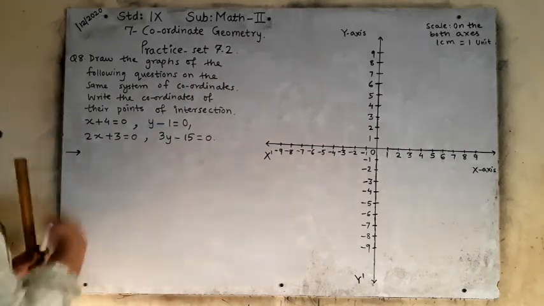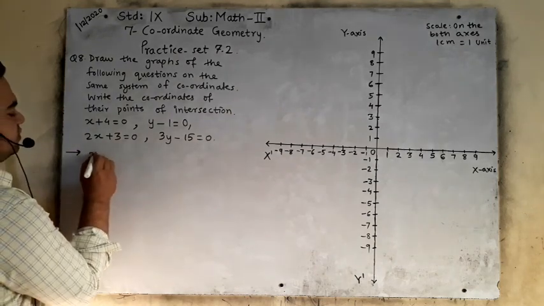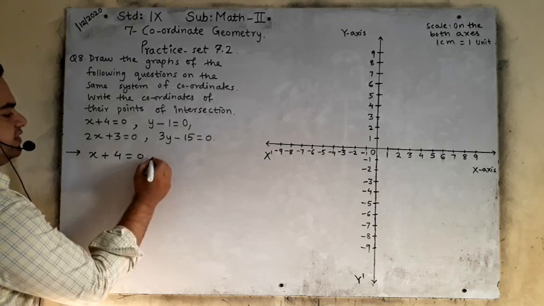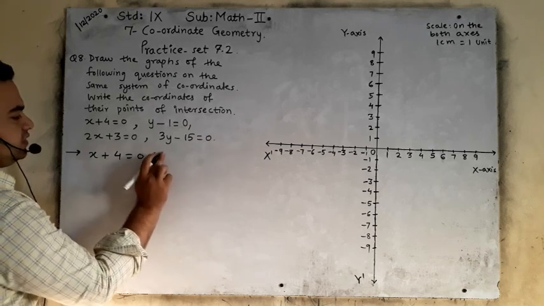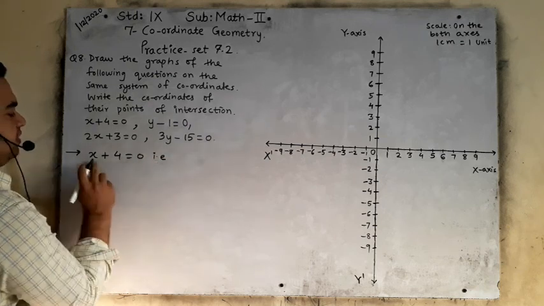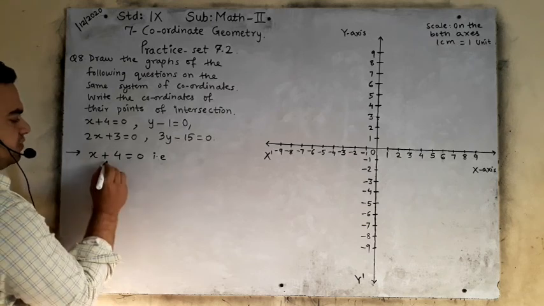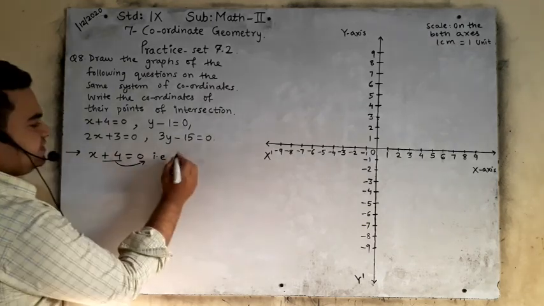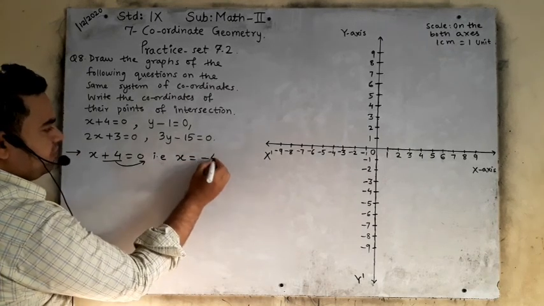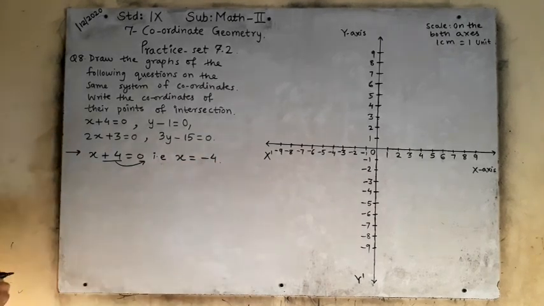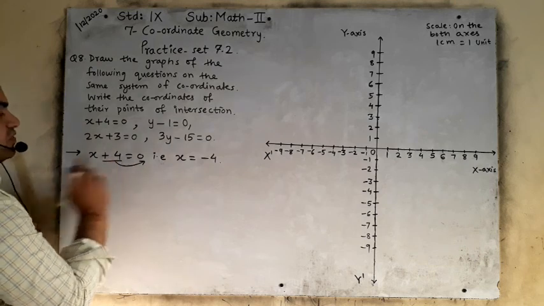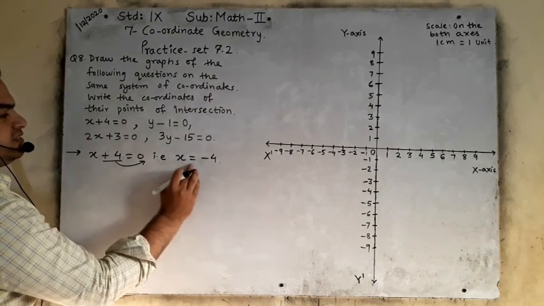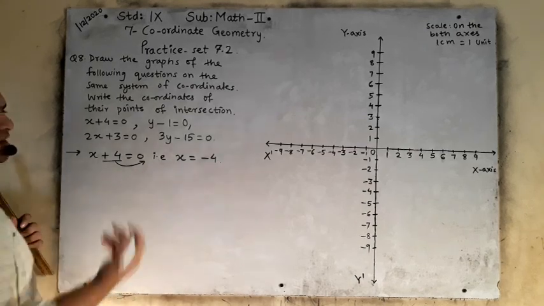Okay. First we will write this equation. Equation number 1, x plus 4 is equal to 0. How will we write it? Just tell me please. This plus 4 will go to the other side as minus 4. So it will be x is equal to minus 4. Right? Because x plus 4 is equal to 0 means this plus 4 will go to the right hand side, that is, x is equal to minus 4 plus 0, which means minus 4.